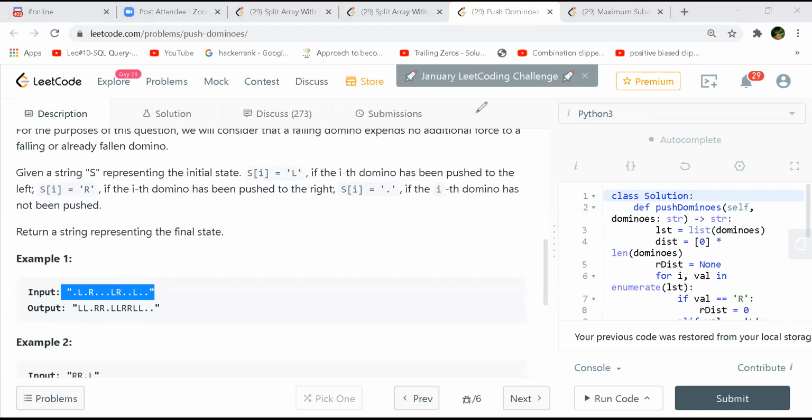So if it is a dot, and if it is L, definitely we'll try to push this side. That's why this L is coming. And for this R, again, you have the dot between the left and the right. R will try to push again this side. R will push on the right side. Yeah, this is balanced.